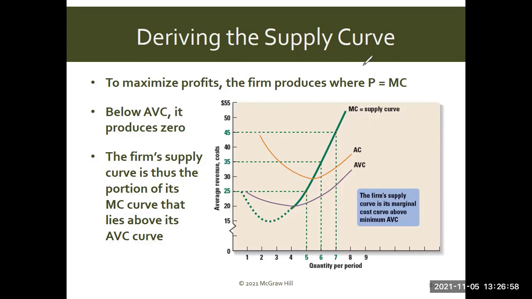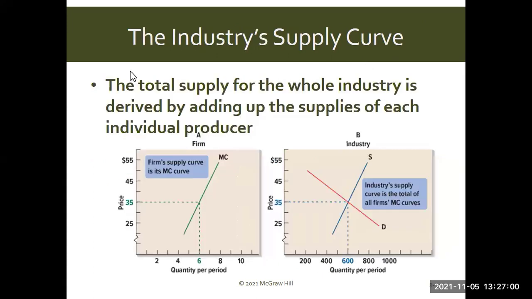And we all know that the industry's supply curve is just going to be the sum of adding up all the individual supply curves. So we add up all the supplies of each individual producer to get the whole industry supply curve. So here's the marginal cost, or the firm's supply curve. For one firm, it's its marginal cost curve. If we just added them all up, we would get the industry supply curve. So it's the total of all the firms' marginal cost curves. That's the industry supply curve.